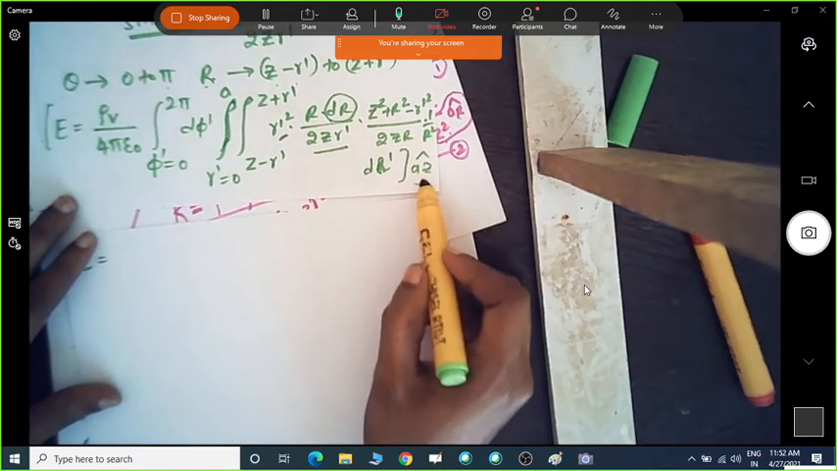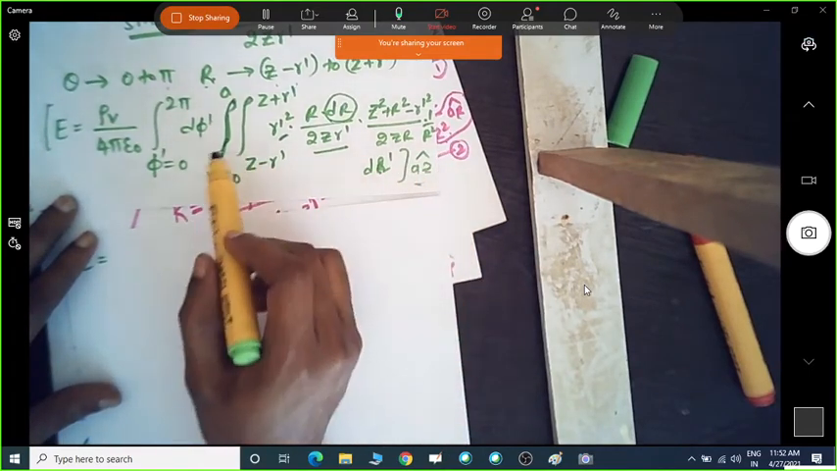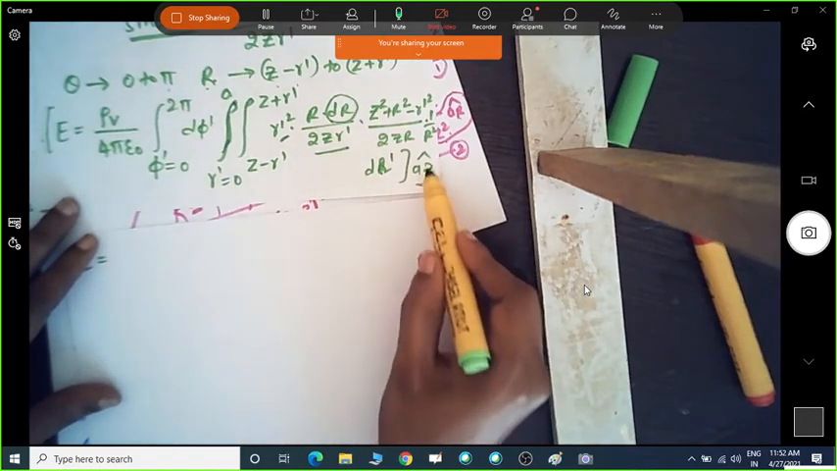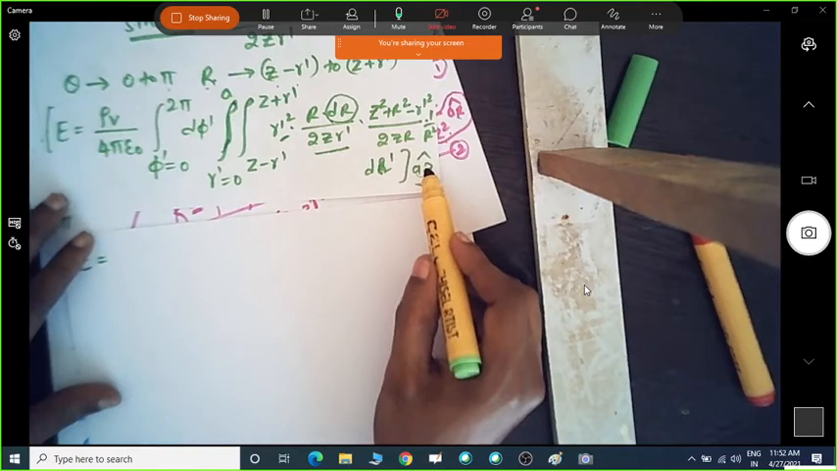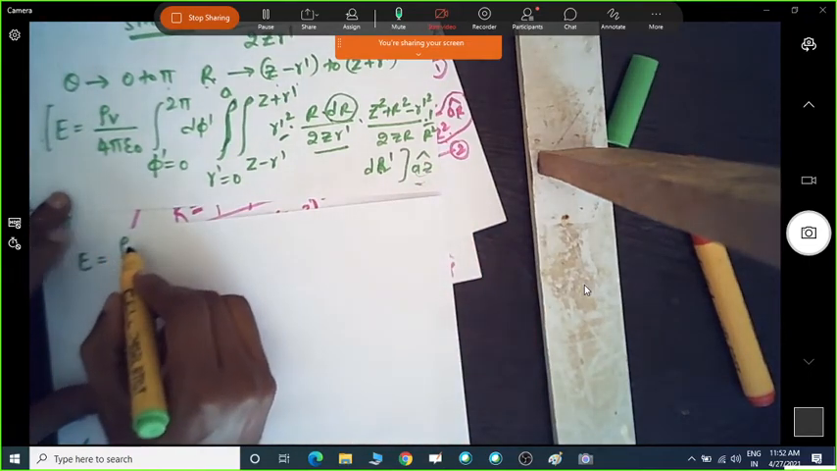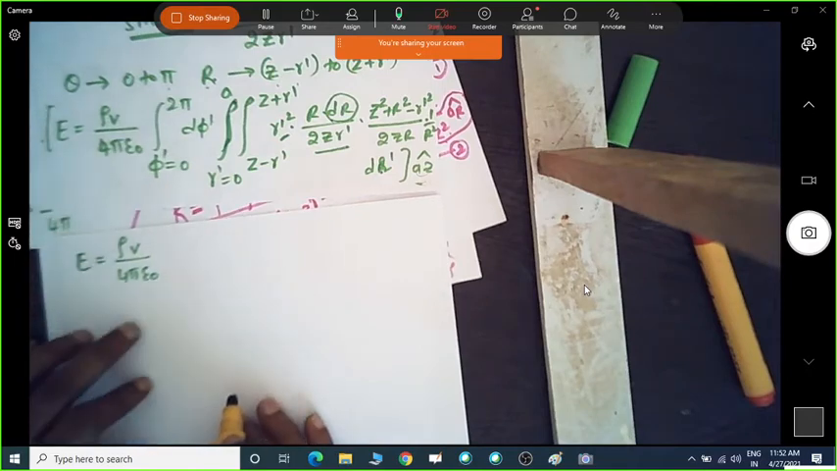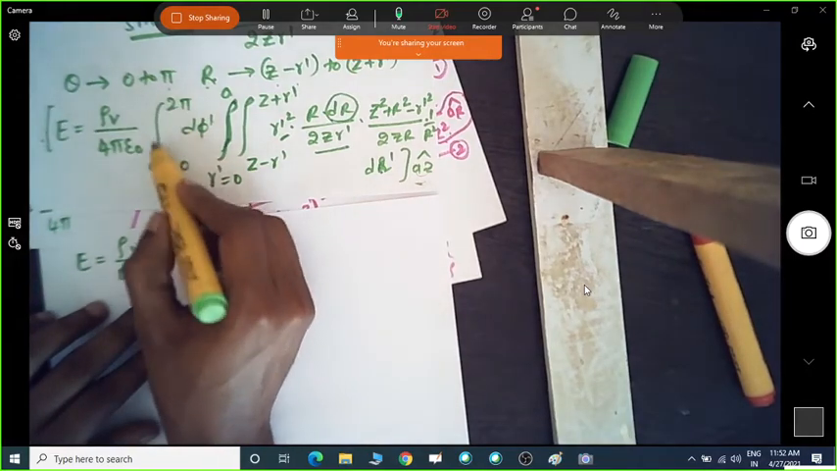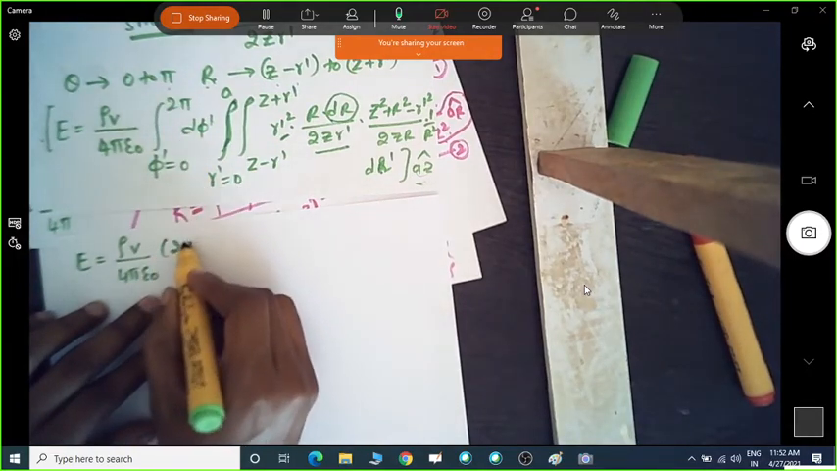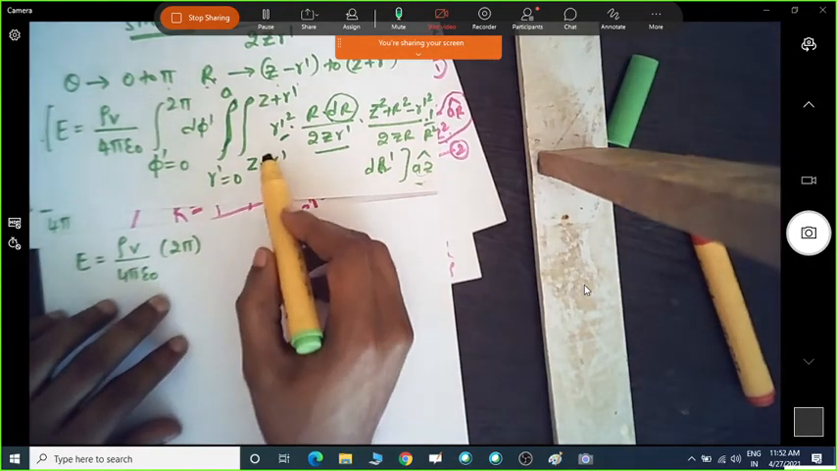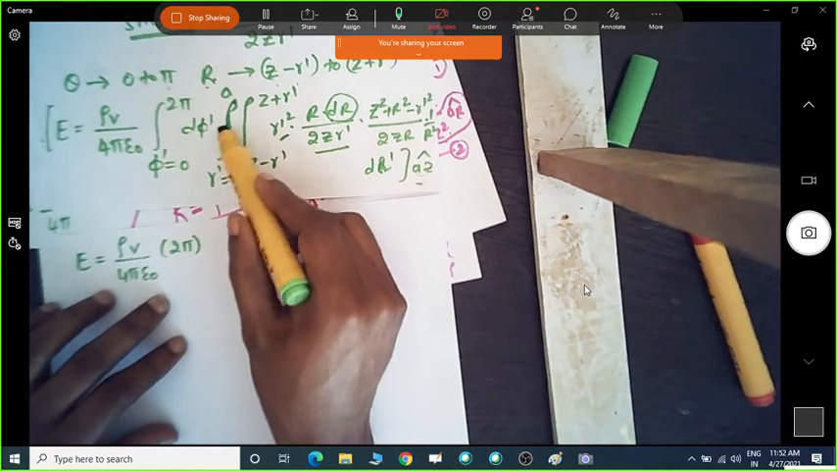So make sure that, because when we add up the fields due to small elemental charge, only the z component will add up with each other. Okay, so rho v by 4 pi epsilon naught. And if we integrate this one, we will get 2 pi value. Now we have to integrate first this inner integral, then the outer integral.